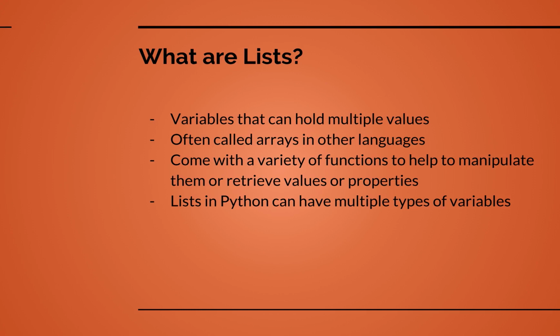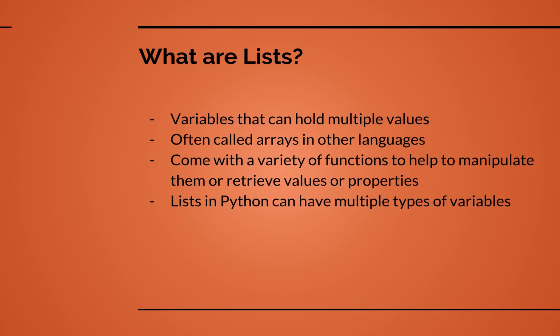In other languages, these are often referred to as arrays, although many other languages also call them lists and have other variations. Lists in Python, as well as most other languages, also come with a variety of built-in functions that help to manipulate them or retrieve various components or properties of the lists. So this could be just accessing or modifying individual values, maybe inserting values at specific locations, or just retrieving properties such as the number of items, or maybe the maximum or minimum of the list.